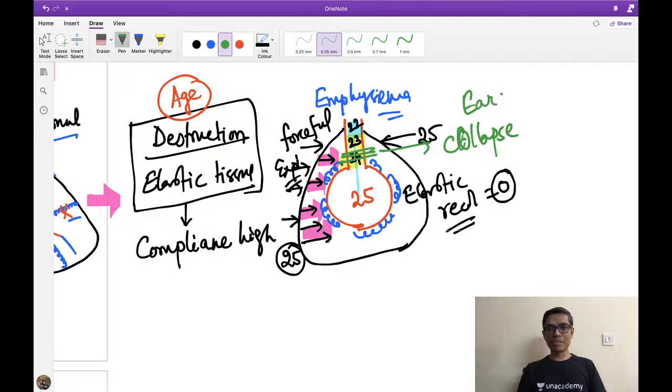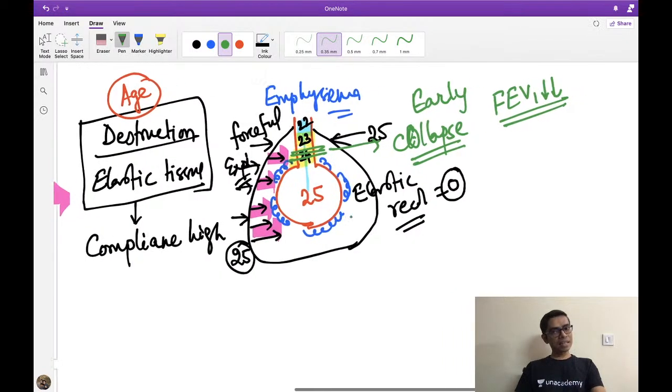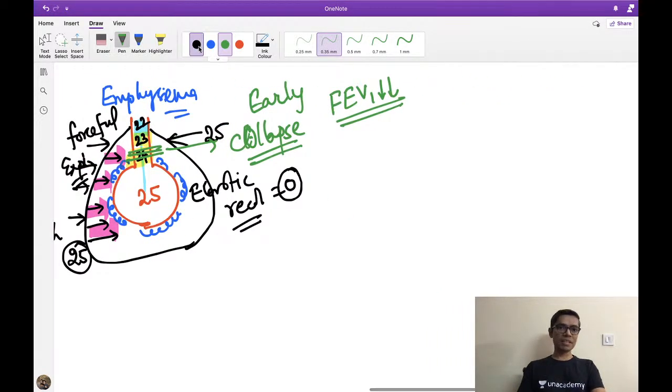This collapse will be at a very early stage of the expiration, and because of the early collapse, whenever the person is doing forceful expiration, what will happen to the FEV1? Obviously FEV1 is going to reduce. So now you again understand, this is very interesting and very important.